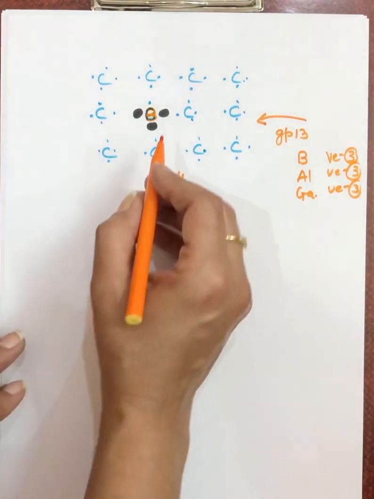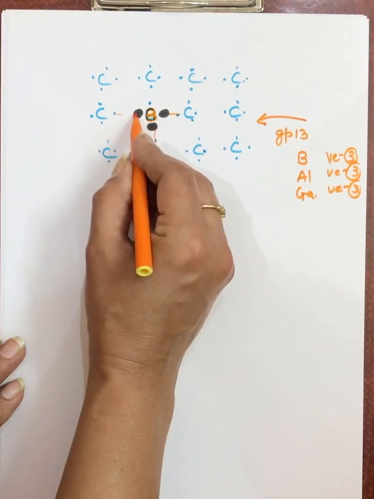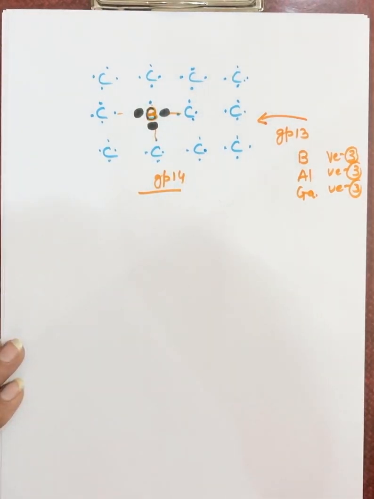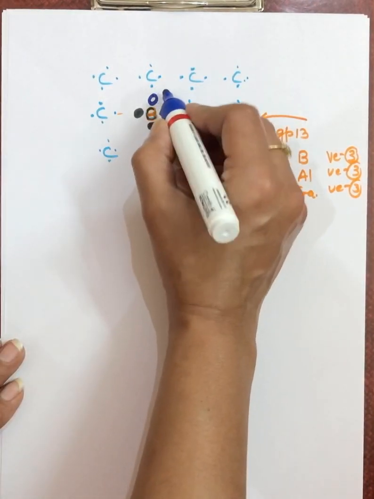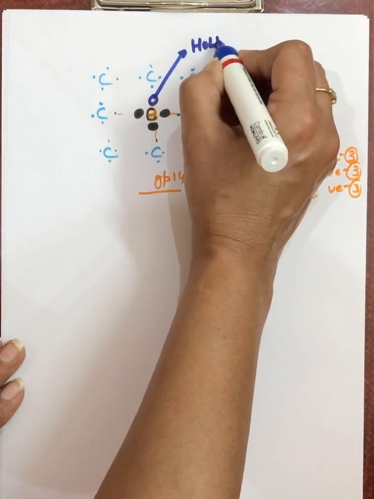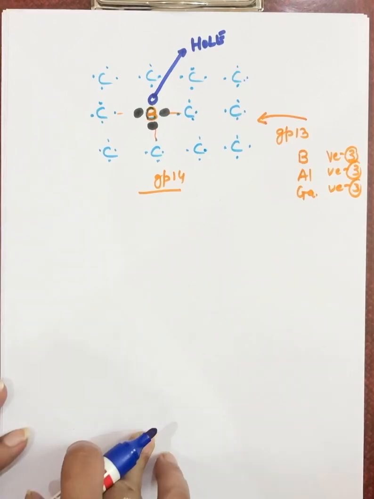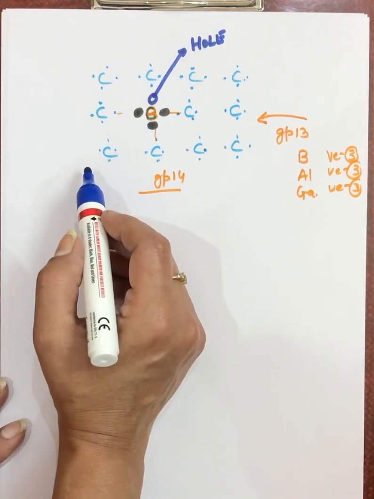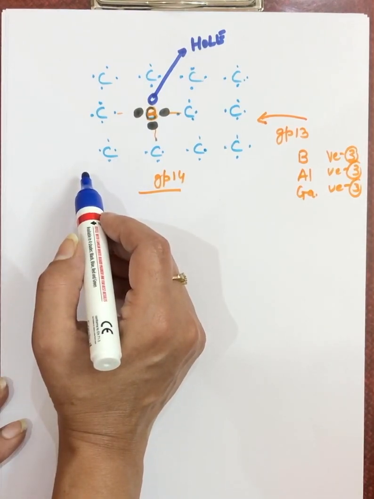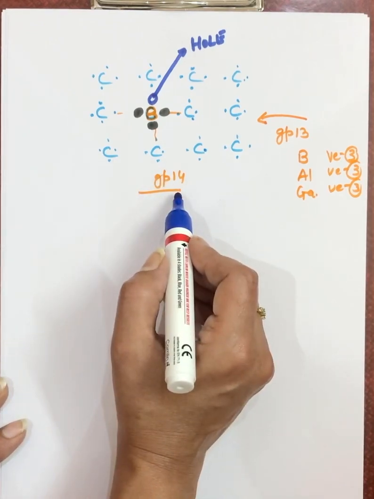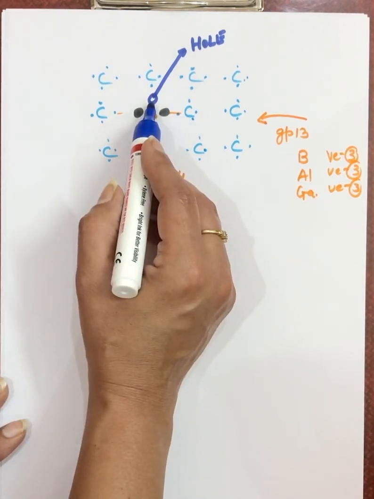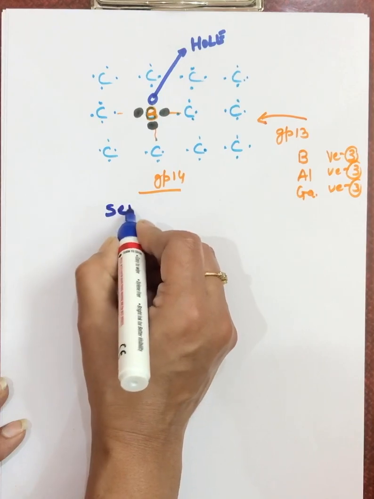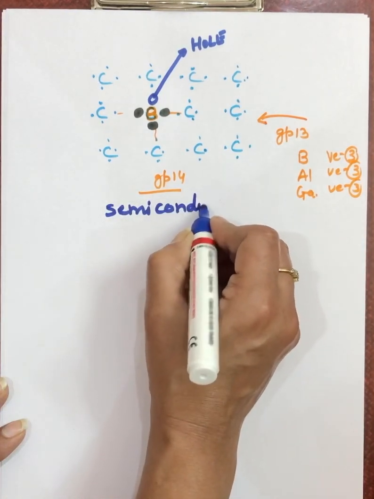So this is forming bonds only with the 3 neighboring carbon atoms. At this place, no electron is here which can form a bond. That means what will be created at this place? A hole will be created. So wherever the group 13 element comes, holes will be created in this structure. Holes are like positive charges, so they will also conduct electricity. So initially it was an insulator. Now because of the holes in the structure, this will become a conductor of electricity. That is, it becomes a semiconductor now from an insulator.